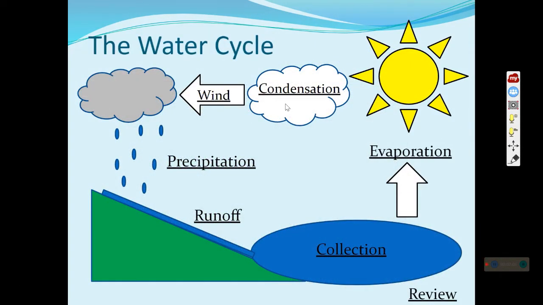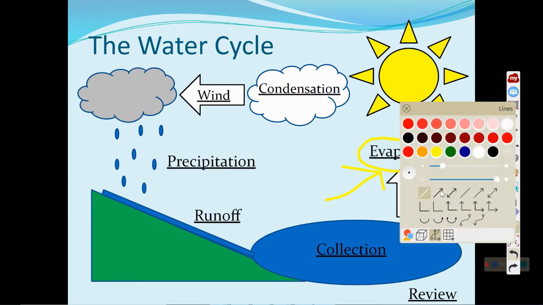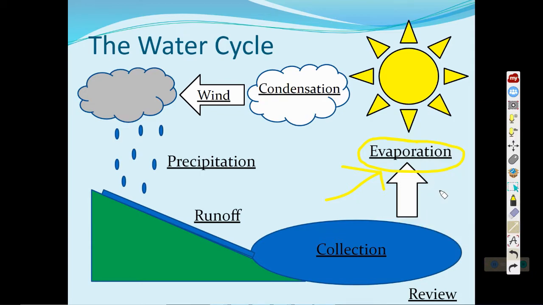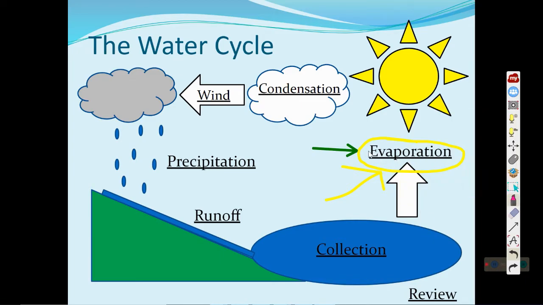If I want to highlight any specific step in here, I have a couple different options. So I have my pen, obviously. If I wanted to highlight evaporation, I could circle it, draw an arrow to it. Also, I have the ability to draw arrows by hitting the shape icon over here, and I can just draw the arrows to point us there. And also, within the pen tool, I have access to a highlighter. So if I wanted to highlight specific words or anything like that, I have the ability to do that too.